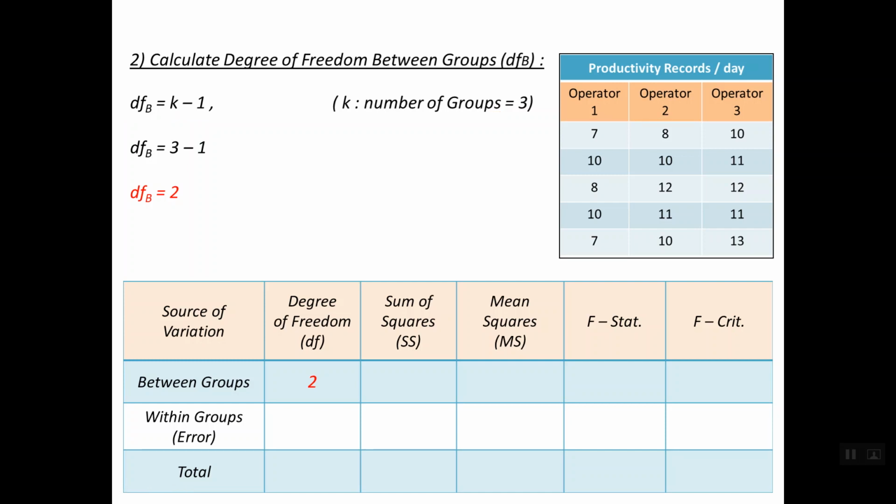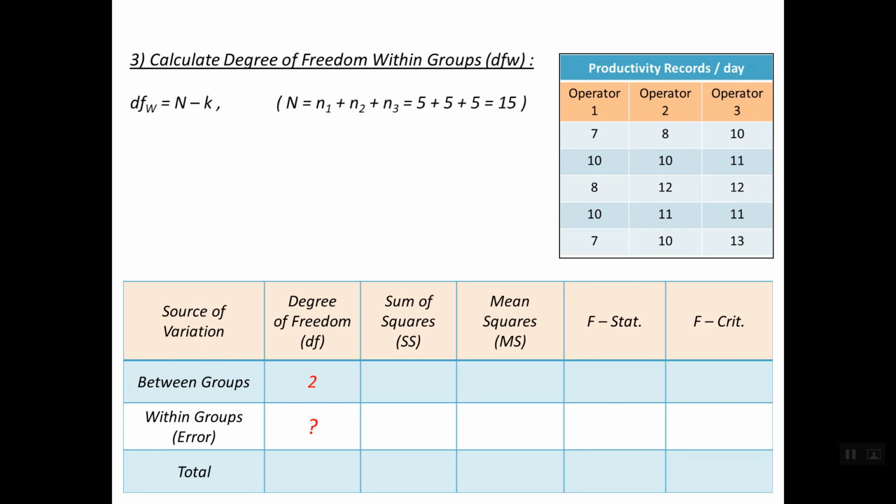Now we need to determine the value of the degree of freedom within groups, which is called the degree of freedom for the error. The formula for this is very simple. It's called degree of freedom within, or degree of freedom for the error. It's equal to capital N minus K. Capital N means here the total observations for all the groups.